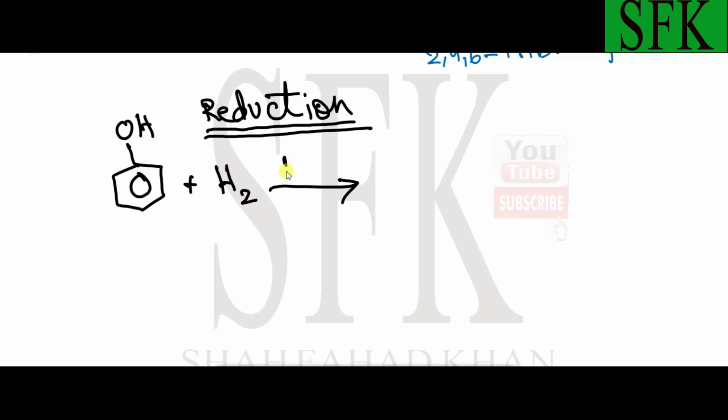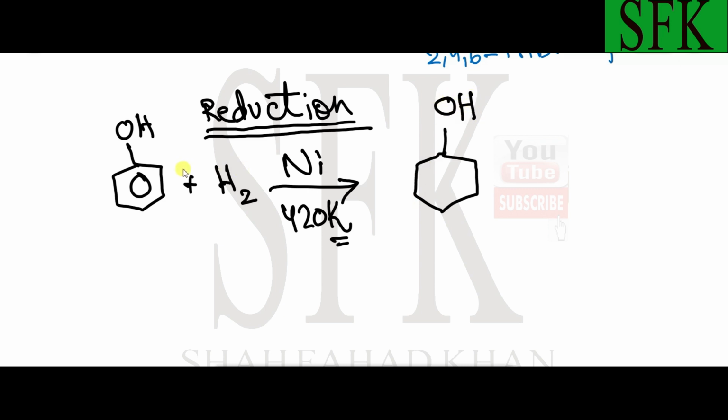What happens is that in the presence of a nickel catalyst, this nickel catalyst is important, and a temperature of around 420 Kelvin. Okay guys, it's in Kelvin, not degrees Celsius. If we hydrogenate phenol with hydrogen in the presence of nickel catalyst, all the double bonds in benzene would get hydrogenated, and the product that we get is cyclohexanol. Cyclo, because this is a cyclic structure, and hexanol because it's a 6 carbon alcohol.